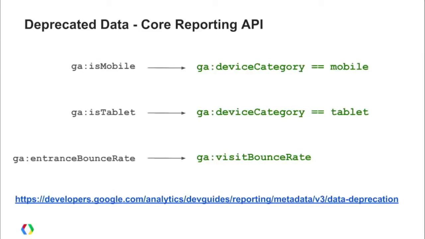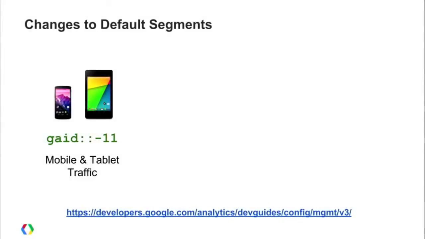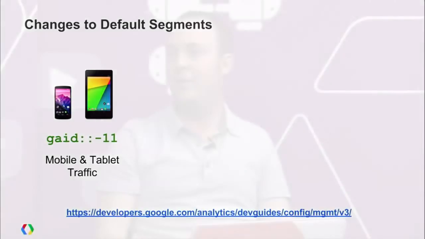With this change, something in the management API was also affected. We have default segments in the management API, and you're probably familiar with this. There's always a list of default segments we provide, and one of them was mobile traffic, and then there was one like tablet traffic. But mobile actually included tablet, so it was maybe a little confusing for some people in terms of what they were getting. So we've cleaned this up and changed these around just a little bit.